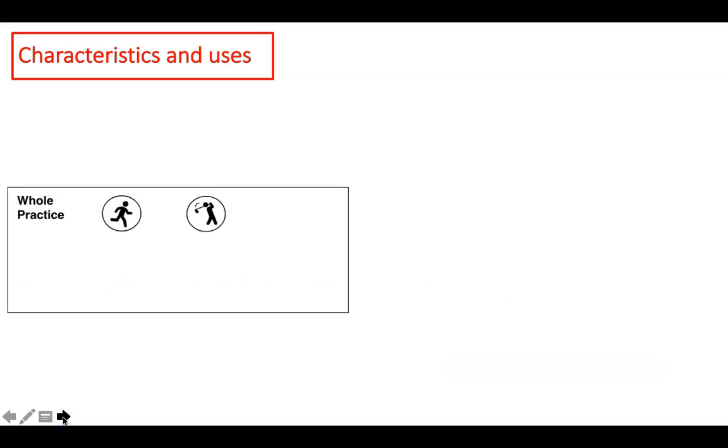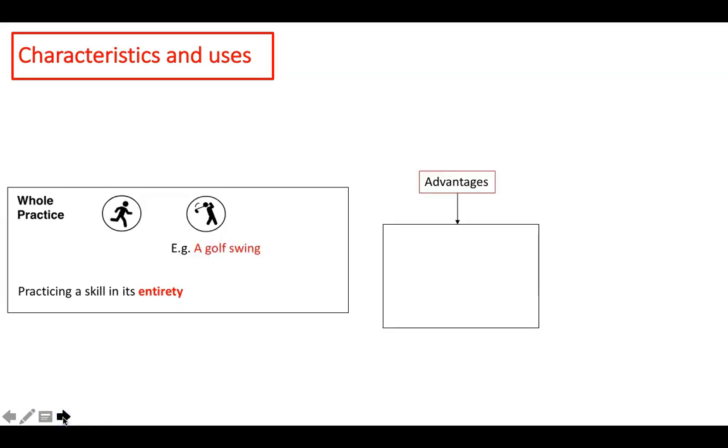Okay, whole practice, again, it is practicing a skill in its entirety, e.g. a golf swing. What classification of skill would this be good for? This is going to be good for high organisational skills, skills that cannot easily be split up into subroutines. It's also going to be good for discrete skills, those skills with a clear beginning and end, such as a golf swing. Golf swing's really difficult to split up into subroutines, it's high organisation. It's a discrete skill, it's got a clear beginning and end, and it's a simple skill. Okay, there's not much decision making.